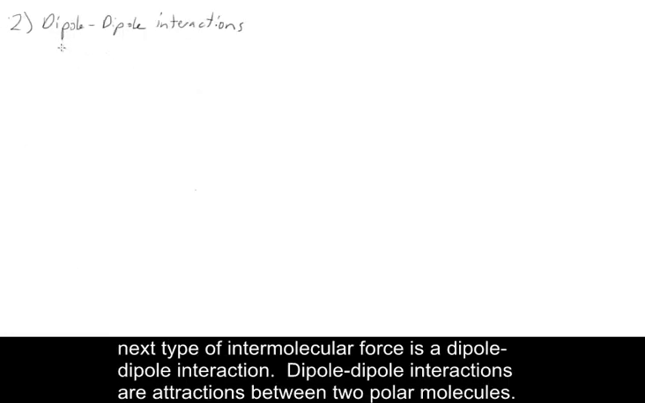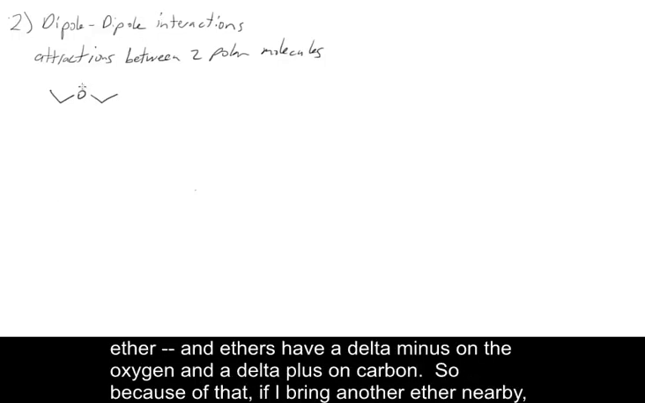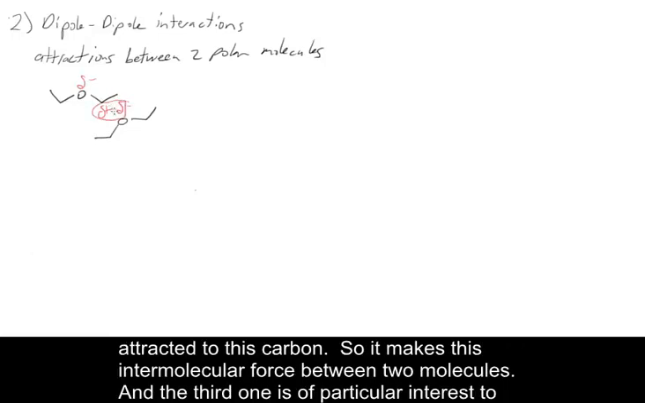The next type of intermolecular force is a dipole-dipole interaction. And dipole-dipole interactions are attractions between two polar molecules. And these are much stronger than van der Waals forces are. So for example, you could have something like an ether, and ethers have a delta minus on the oxygen and a delta plus on carbon. So because of that, if I bring another ether nearby, the oxygen from my second ether is attracted to the carbon from my first because I have a delta minus on this oxygen, and that's being attracted to this carbon. So it makes this intermolecular force between two molecules.